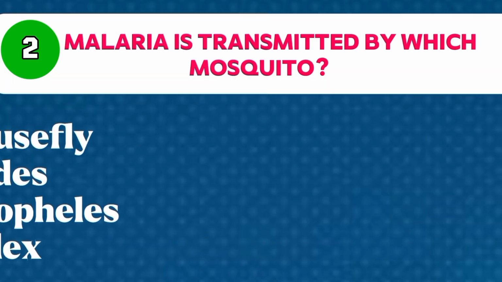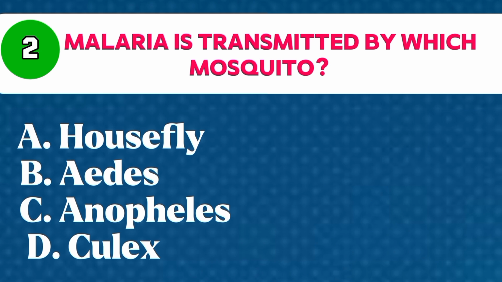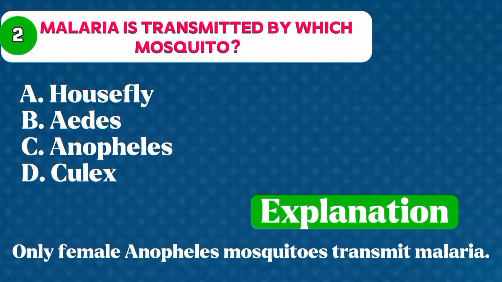2. Malaria is transmitted by which mosquito? A. Housefly. B. Aedes. C. Anopheles. D. Culex. The answer is C. Anopheles.